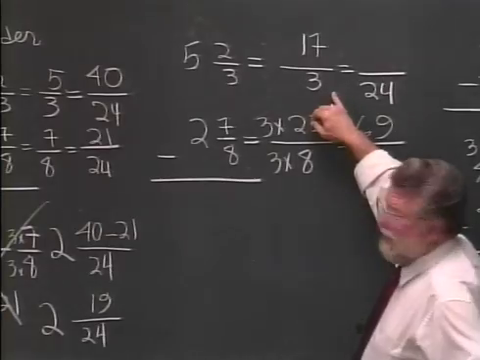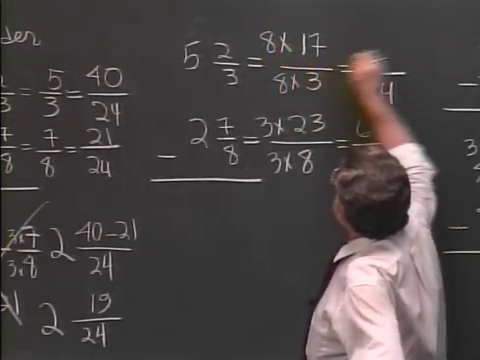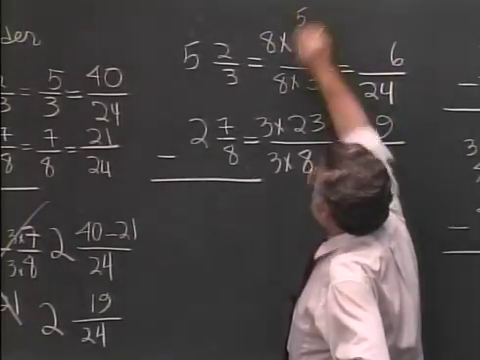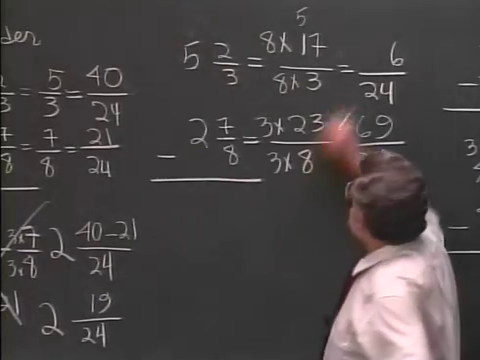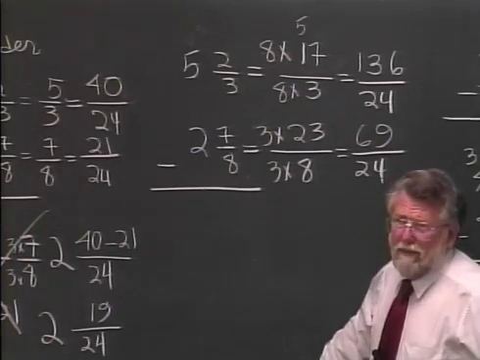Do you agree with the 6, 9? I hope you do. Okay, what do I multiply? The 8 here. Okay, the 8 here. So 8 times 7 is 56. Carry the 5. And 5 and 8 is 13. So we have 136.